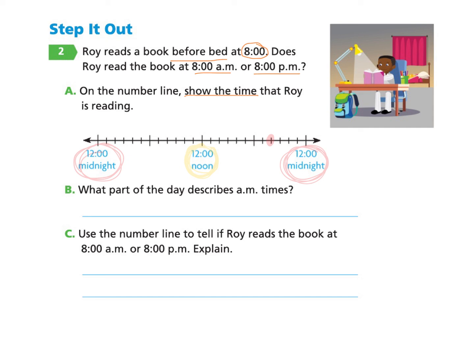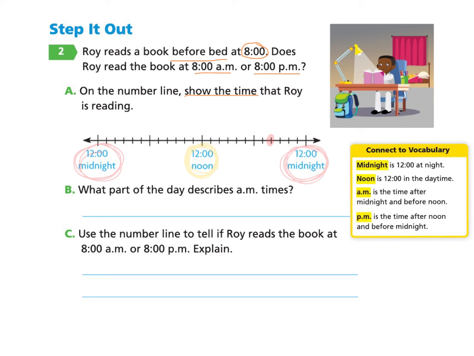Let's look at Part B. What part of the day describes AM times? We can go back to our vocabulary and remember that AM is the time that is after midnight and before noon. So we can explain our thinking by completing Part B, after midnight and before noon. Let's take a look at Part C. Use the number line to tell if Roy reads the book at 8 a.m. or 8 p.m. and explain.